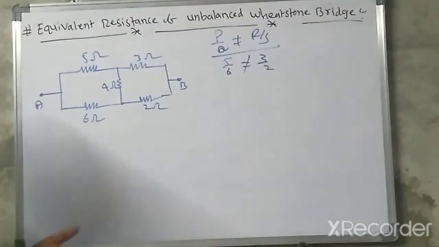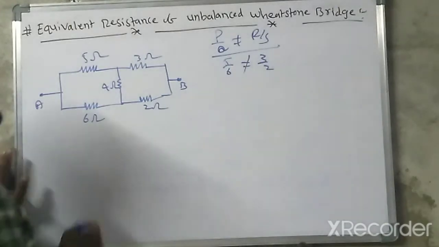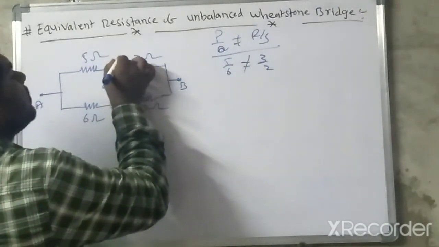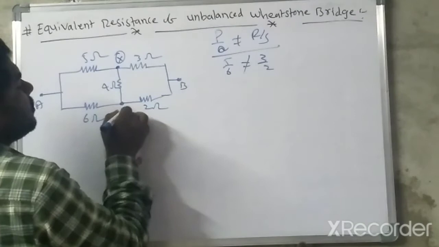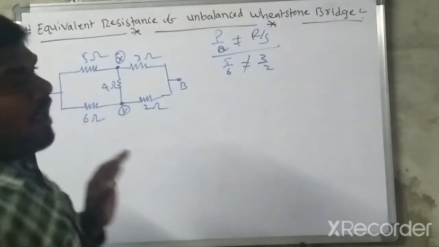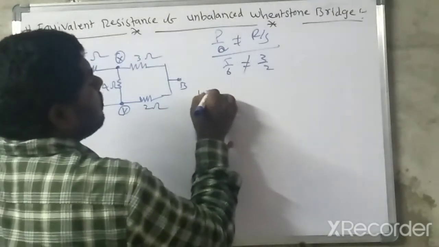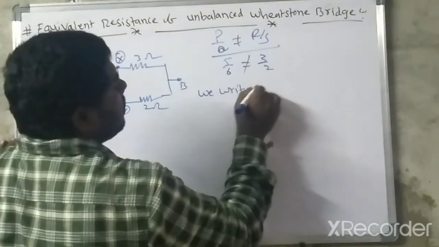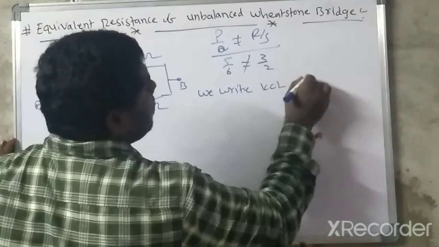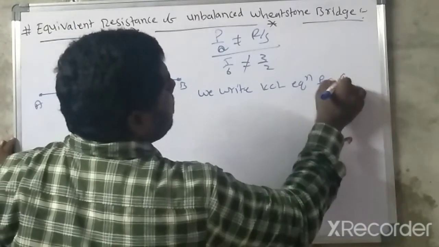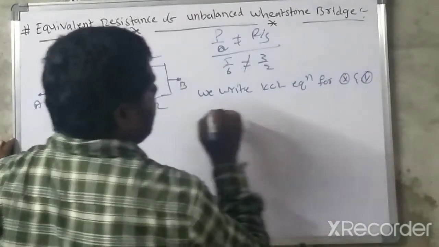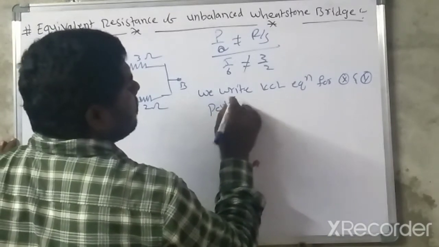So in this case, how to solve this one? First of all, you identify this potential as X and this potential as Y. So we write the KCL equation, we write the KCL equation for the X and Y potentials.